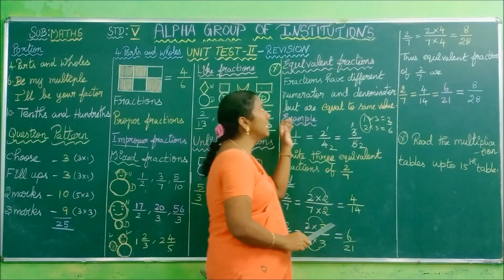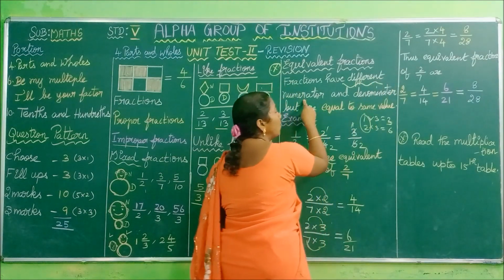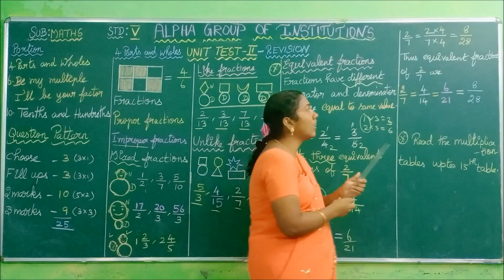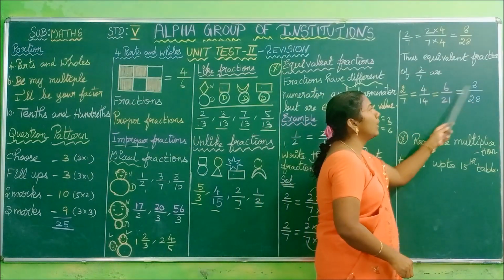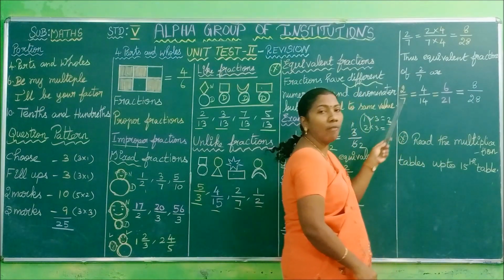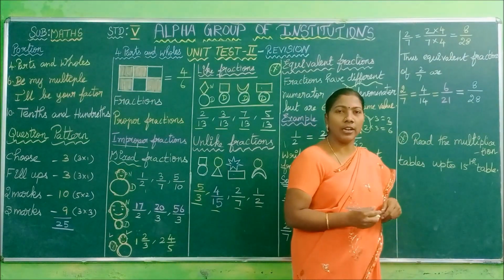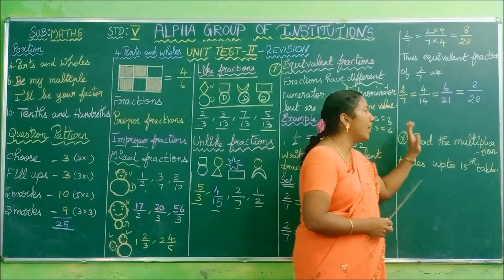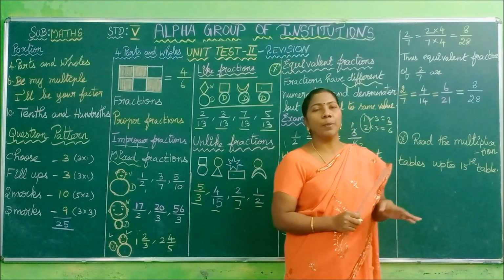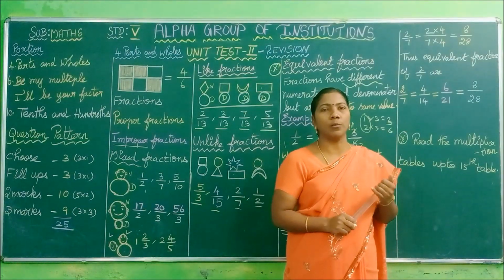See here children, what is the definition of equivalent fractions? Fractions have different numerators and denominators but are equal to the same value. See here, fractions having different numerators and denominators but all these fractions are equal to the same value 2 by 7. Such fractions are said to be equivalent fractions. Do you understand children? Okay. You have to read the multiplication table up to the 15th table. Okay. And also practice all the sums in the rough note repeatedly until you are thorough with that sum.